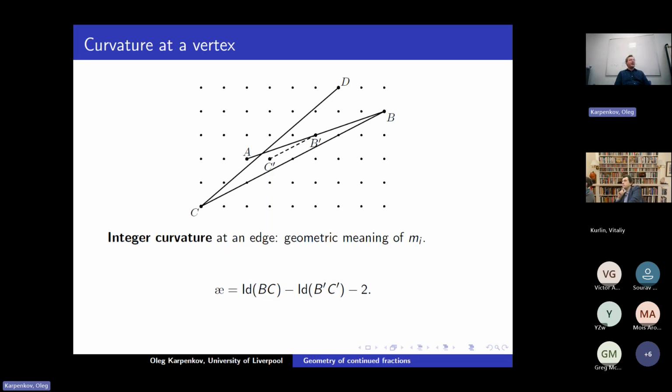Maybe it's better to say it's bending, but not curvature. I don't know, what would be the best word here? So we fix it as curvature for now because there's a feeling of curvature. So for now it's curvature. It's the integer distance of BC minus the integer distance B prime C prime. And just for the formulas to be nice, we subtract 2 also.